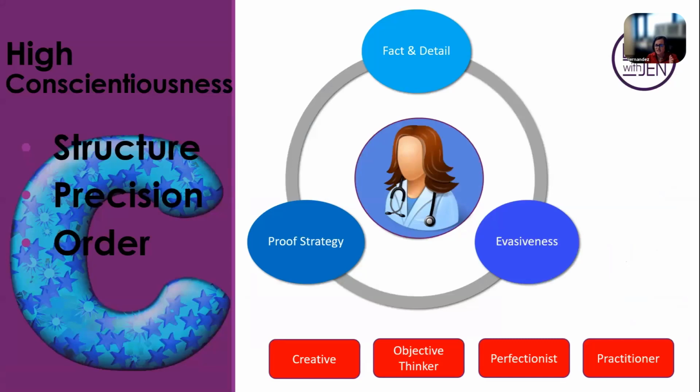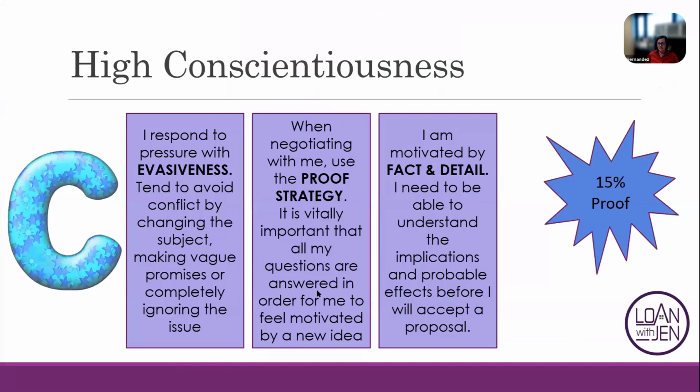Okay, now the C's. The C stands for conscientious, and they need proof of stuff. Doctors are probably C's for the most part. They're objective thinkers, they're perfectionists, they're a practitioner. They're very, very straight and narrow. So that's how the C's work.